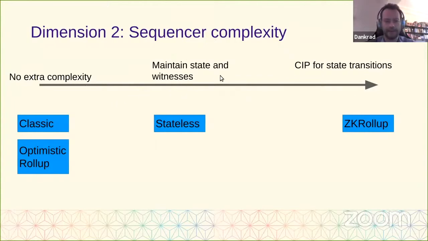Then in the middle, we have the stateless construction, where a sequencer will need to do some more operations than a normal consensus node. In this case, they have to maintain the state and they have to maintain the witnesses, where the latter is typically dominant. And then if we do the ZK rollup construction, where we have full computational integrity proofs for all state transitions, then we have a very high requirement for sequencers, which is probably at the moment way too high to be in any way realistic. So that's still in the future.